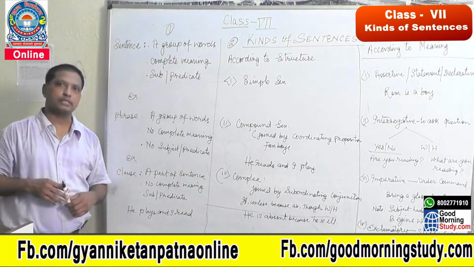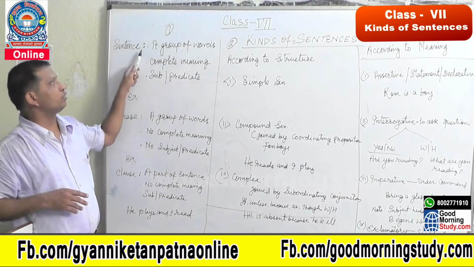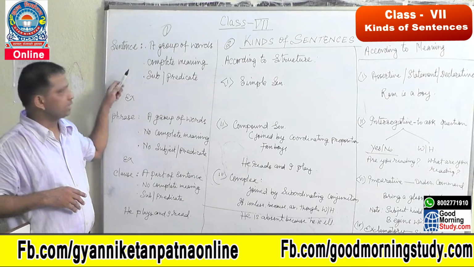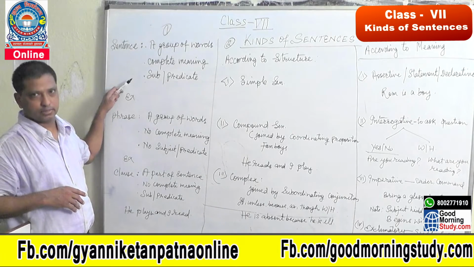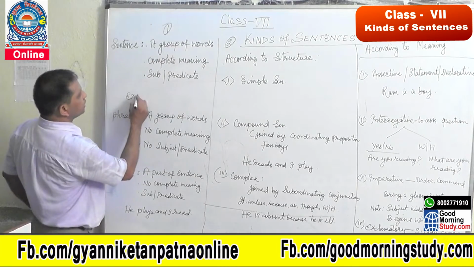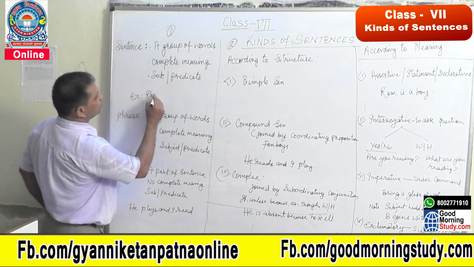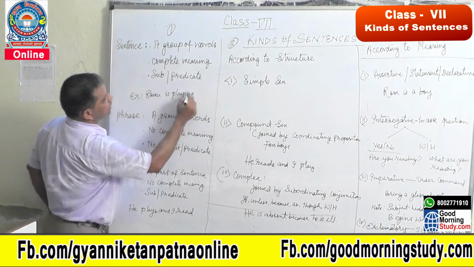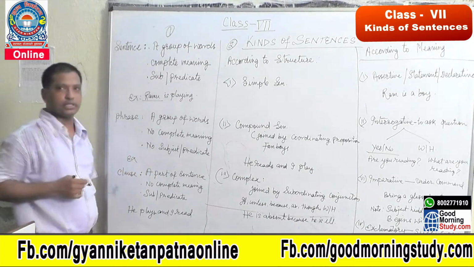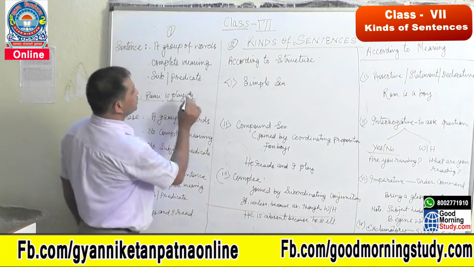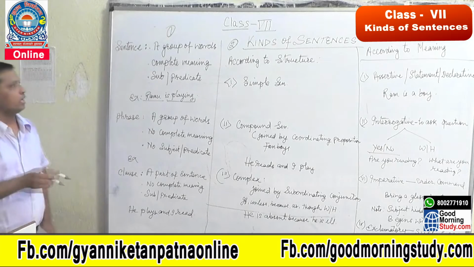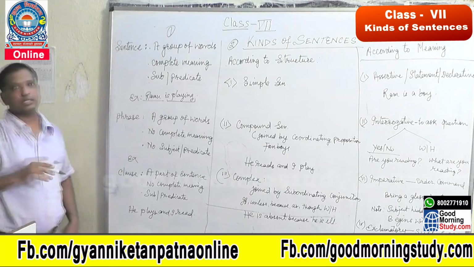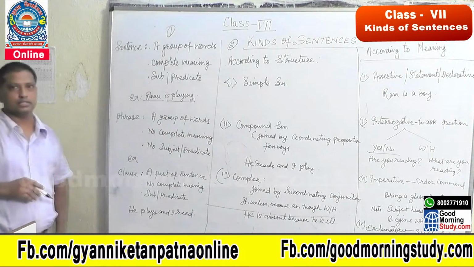As you know the definition of sentence, a sentence is a group of words which has its complete meaning and has its own subject and predicate. For example, I am writing here a sentence like Ramu is playing. Now you see here, Ramu is the subject and is playing is the predicate. So it's a group of words, it has a complete meaning and it has its own subject and predicate. That's why it is called a sentence.